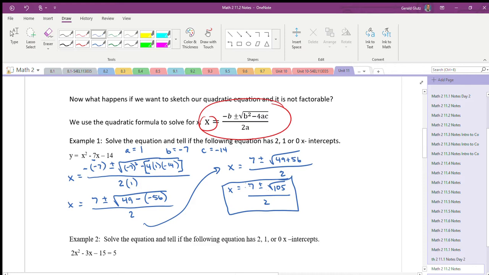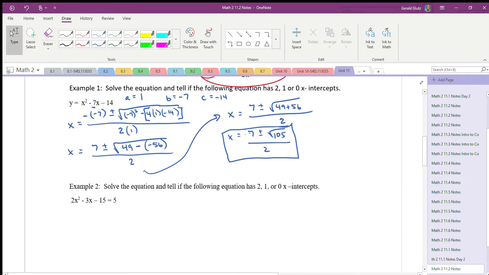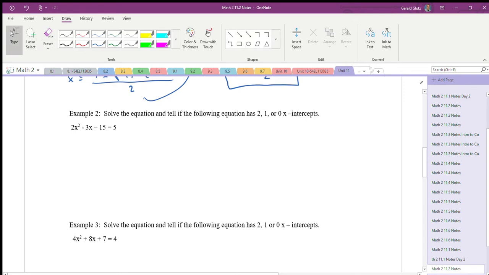So this is the answer, these are the 2 roots of this equation. This is why we cannot factor it, because we never could have come up with this number without doing the quadratic formula.